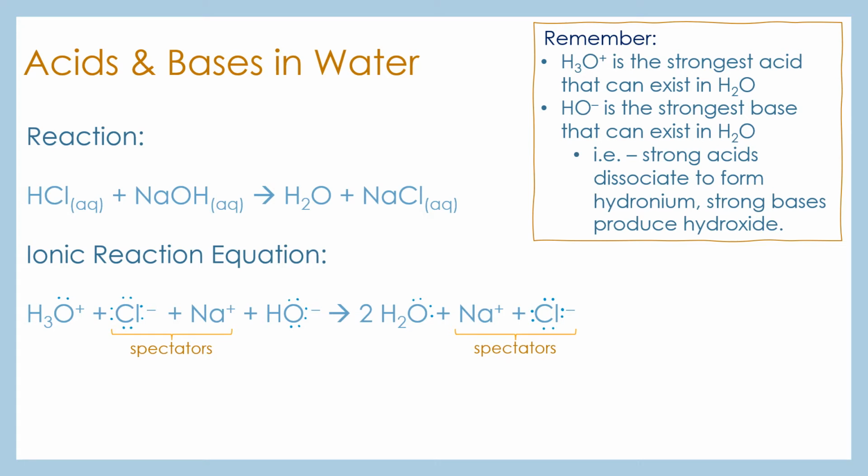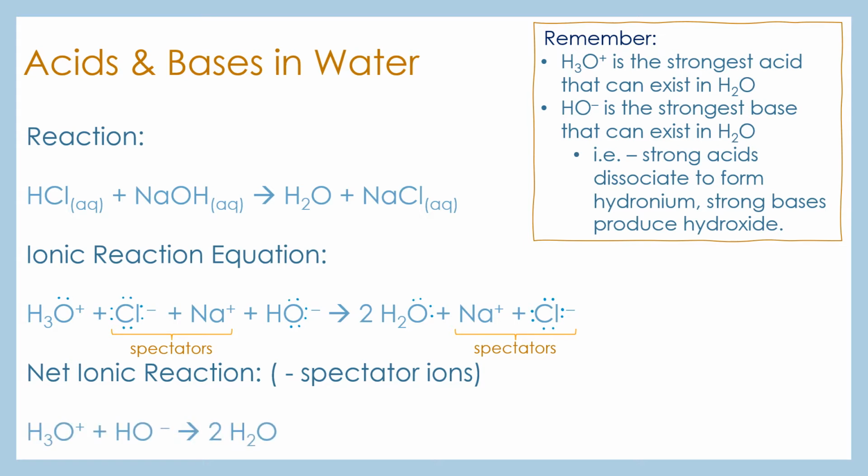So the sodium and the chloride are spectator ions because they are not part of the chemistry occurring in this reaction. We subtract them out and we can see the net ionic reaction. The net ionic reaction describes the actual chemistry that occurred. What actually happened was hydronium and hydroxide reacted to form 2 equivalents of water, while the sodium and the chloride sat by and watched.